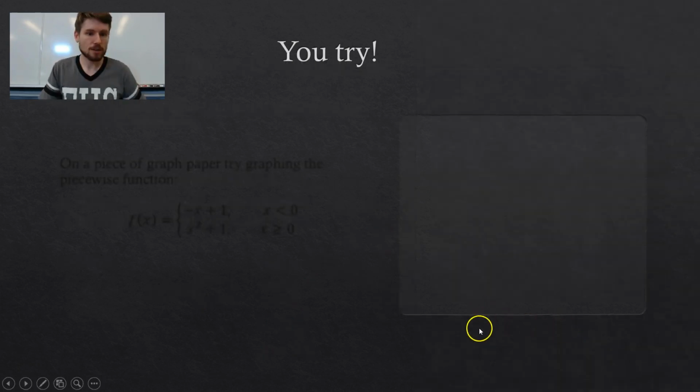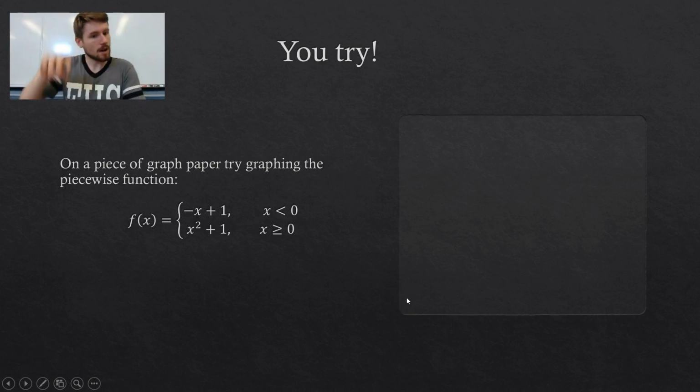Okay, so now you try on a piece of graph paper, try graphing this piecewise function: negative x plus 1 when x is less than 0, and x squared plus 1 when x is greater than or equal to 0. So our domains are split at 0. Everything left of 0 is going to be the first function. Everything right of 0 is going to be the second function, and 0 as well, because it's or equal to.